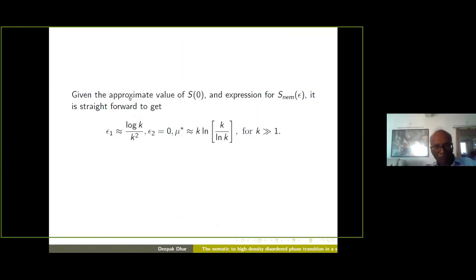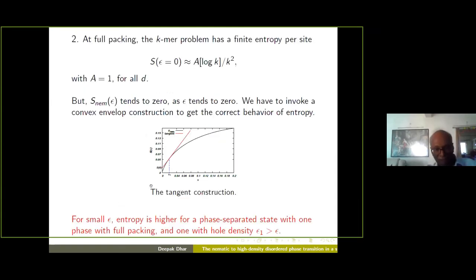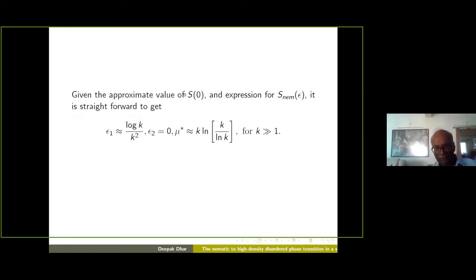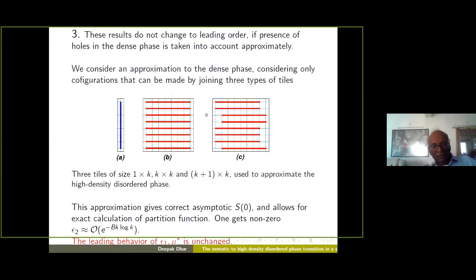Okay, so now given we have an approximate value of the intercept, which is log k by k squared, and we have the nematic entropy, it's straightforward to calculate the tangent and hence calculate epsilon 1 and epsilon 2 and the mu star, and these are the values you get. Okay. So now comes the important point that these results do not change to leading order if the presence of holes in the dense phase is taken into account approximately.